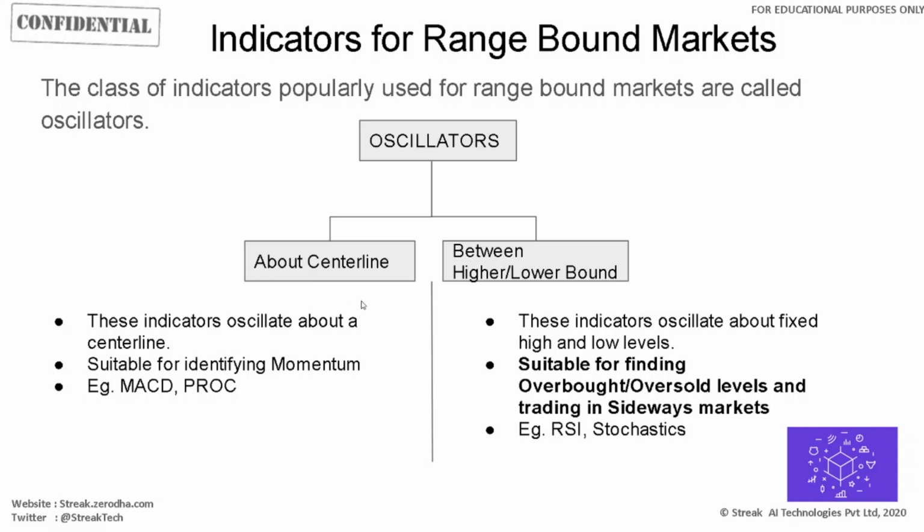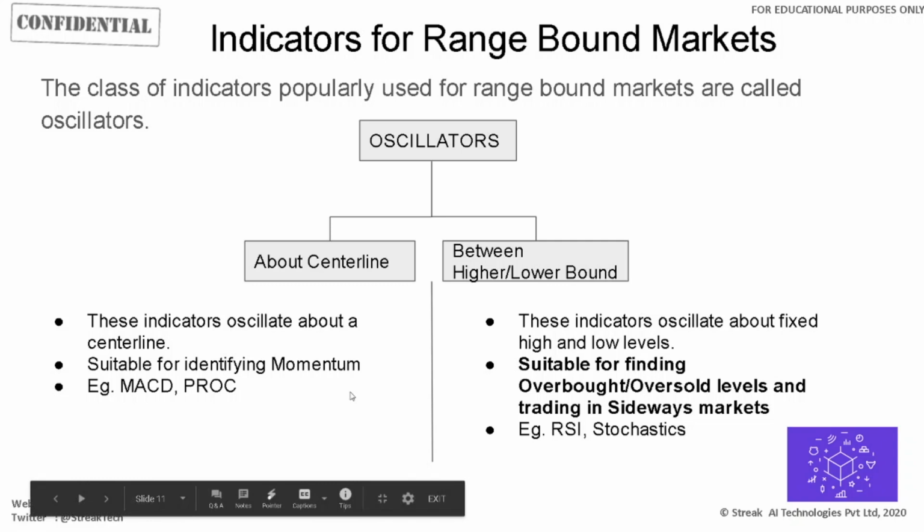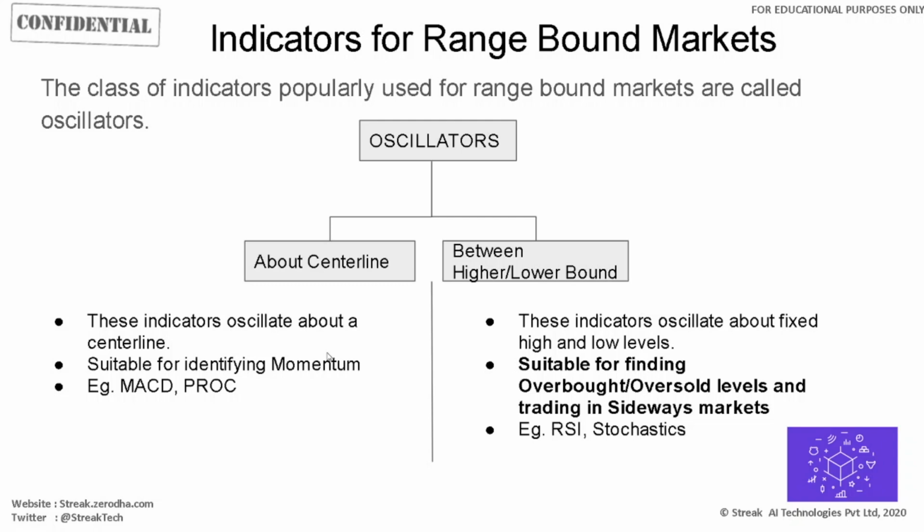The first type are the ones that oscillate around their center line, but they eventually cross below the zero line. These kinds of indicators are also very suitable for identifying momentum, for example, MACD and price rate of change. The next category are range bound oscillators like the RSI and the stochastic, which can take up values only within a certain range like 0 to 100. These indicators are most effective in range bound markets and are usually used for identifying overbought and oversold regions.